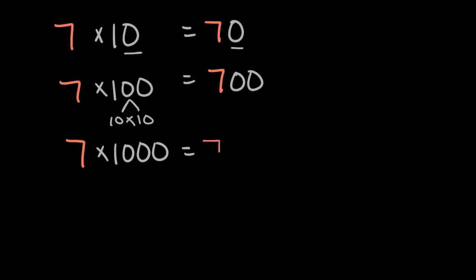And 7 times 1,000 will be 7,000, or 7 with 3 zeros, because 1,000 is equal to 10 times 10 times 10, or 3 tens. So we add 1, 2, 3 zeros. And so we can see the pattern here. When we multiply by 10, which has 1 0, we add 1 0 to the end of our whole number. When we multiply a whole number times 100, which has 2 zeros, we add 2 zeros for hundreds. And for thousands, when we multiply by 1,000, we'll add 3 zeros to the end of a whole number.